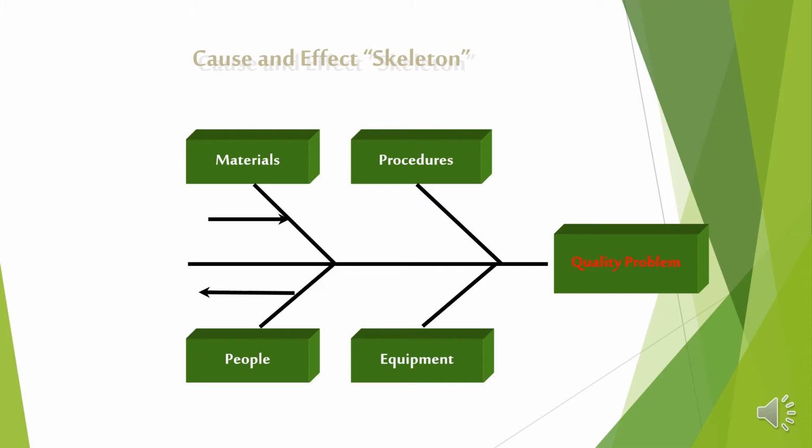The small bones here are the causes, the real causes, the minor causes, under the main categories, which are procedure, material, equipment, and people. So procedure is called a main category. And the small bone means the causes, the real causes, the fine causes, the small causes.